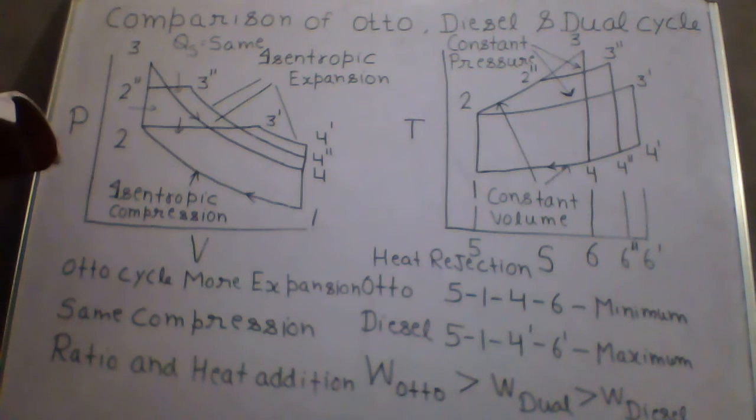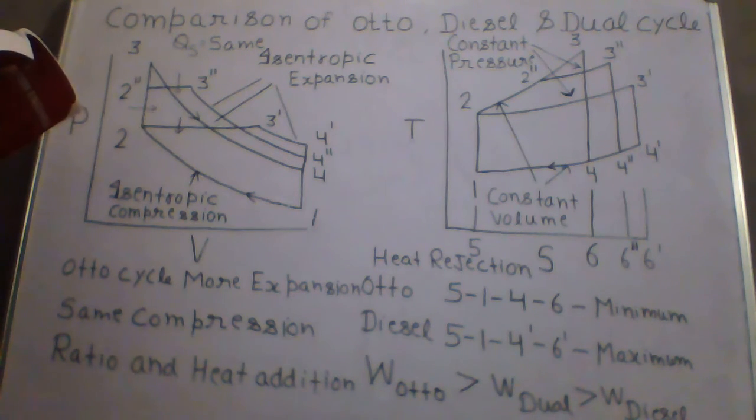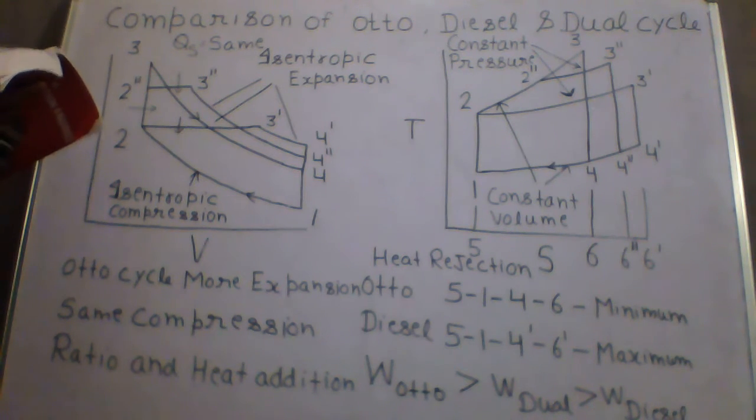Good morning. Today we will start the comparison of Otto, diesel and dual cycles. The important variable factors used as the basis for comparison of these cycles are compression ratio, peak pressure, heat addition, heat rejection and net work.